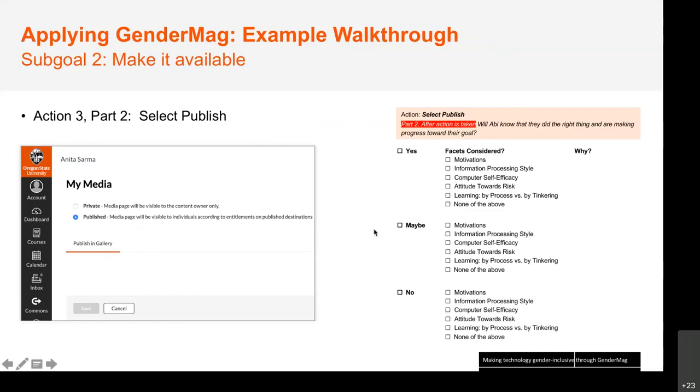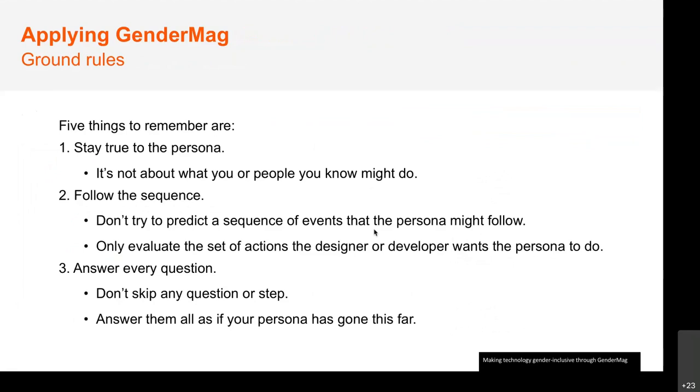Okay, so that was a little peek at how you would apply the GenderMag process walkthrough to a small use case. You can see that this is quite detailed, right? So there are certain ground rules that you have to follow to make it a success. The first thing to remember is that you need to stay true to the persona. So you always ask the question from the perspective of, will the persona, will Abby, Tim, or Pat do this? It's not what you would do, or somebody else in the team would do, or somebody else that you know, right? You need to follow that sequence.